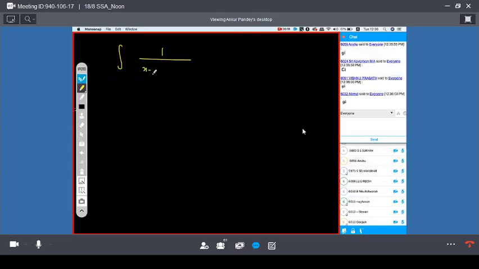Integration of 1 upon x minus 1 into x square plus 1. Quickly.